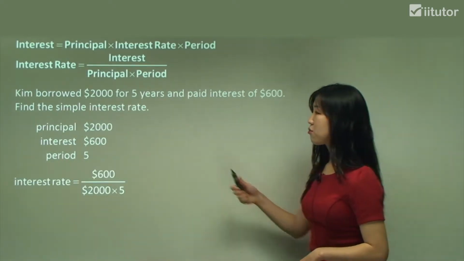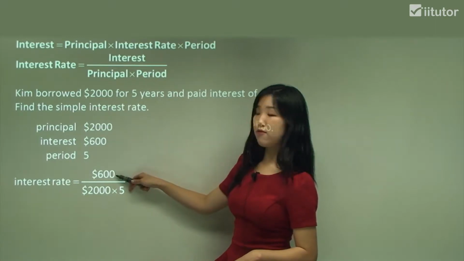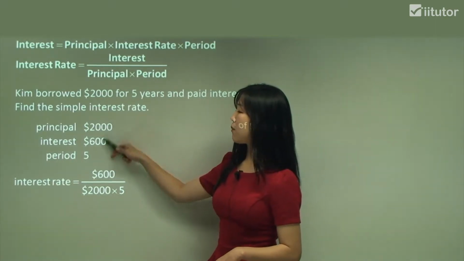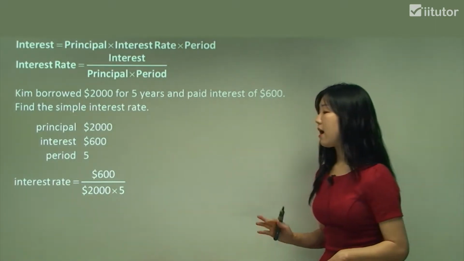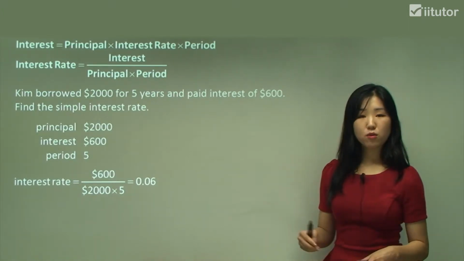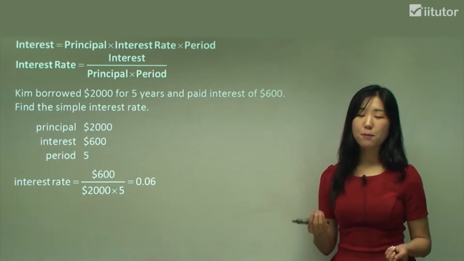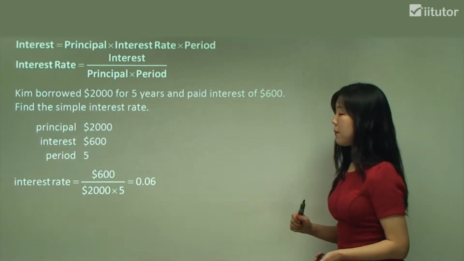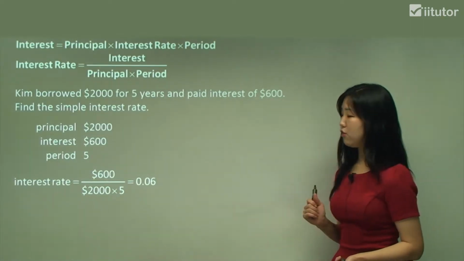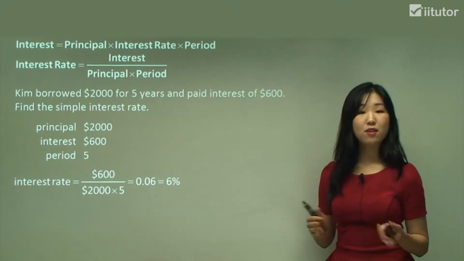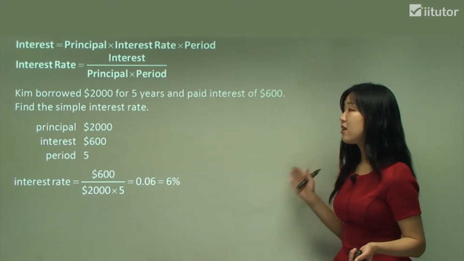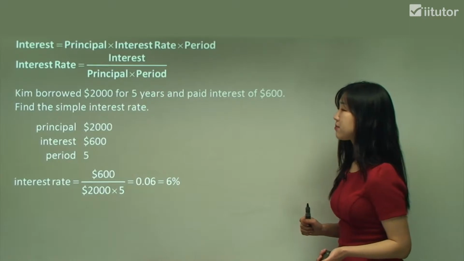So interest rate is our interest value, $600, over our principal times the period, and calculate it, and that's what you should have. But guys, this is a rate, so it's best to leave rates in percentage form. So I'm going to multiply it by 100, because that's how we get a percentage, and you should get 6%. That's the answer, guys. That's the interest rate of this loan.